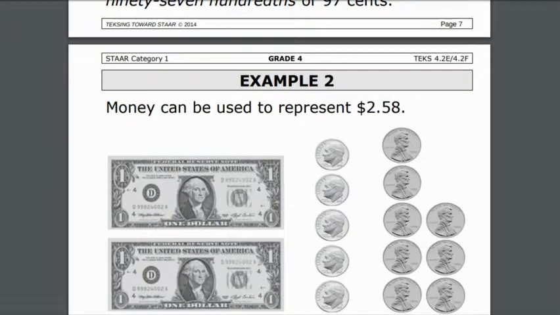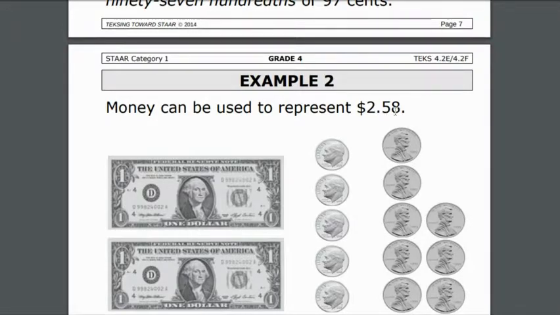Money can be used to represent $2.58. In this case, you have the $2, or the 2 ones. So the 2 needs to be in the ones place. Remember we talked about the ones place is right in front of the decimal? Whereas there are 5 dimes, and each dime is worth a tenth, so 5 tenths. So the 5 has to go in the tenths place. Remember, the tenths place is right behind the decimal.